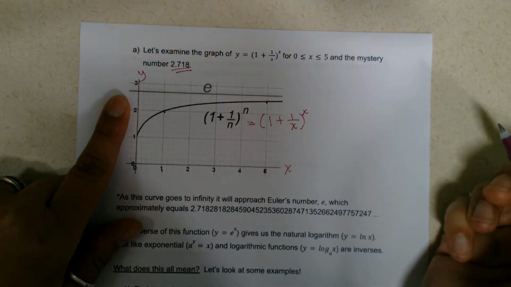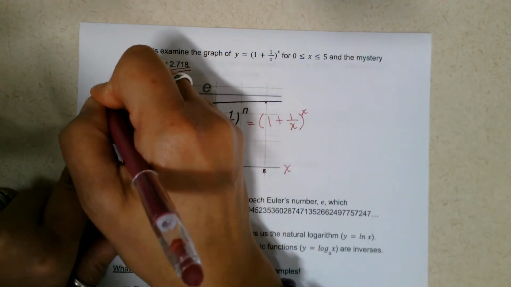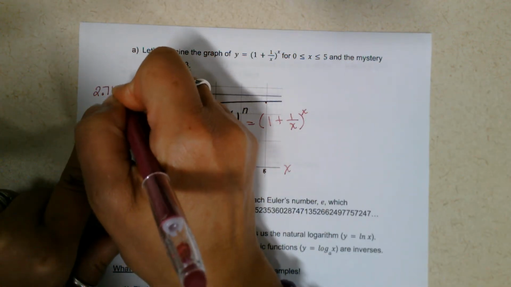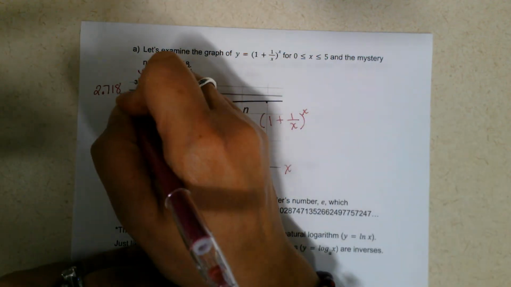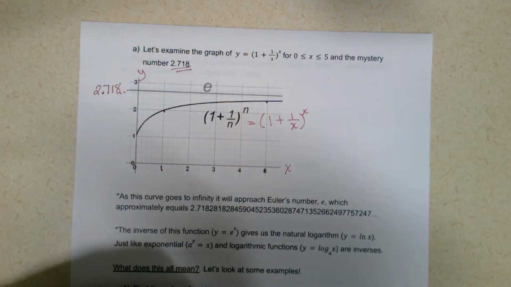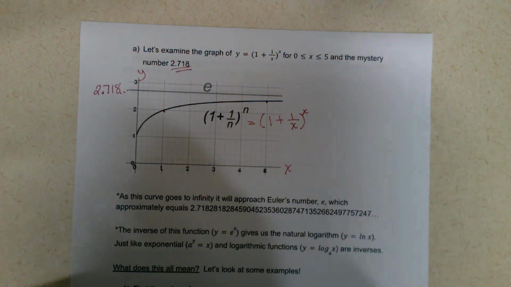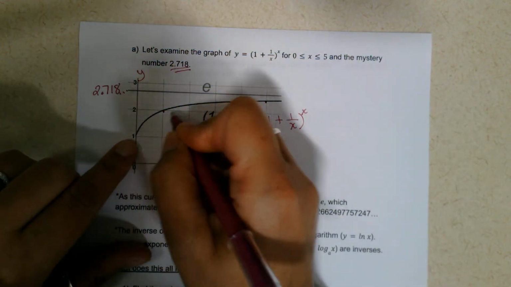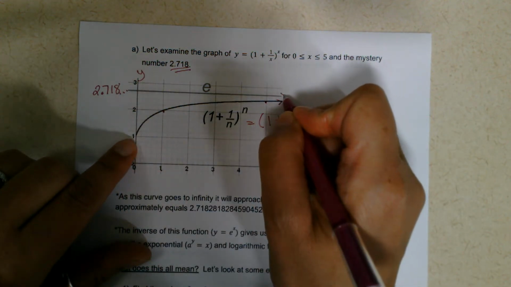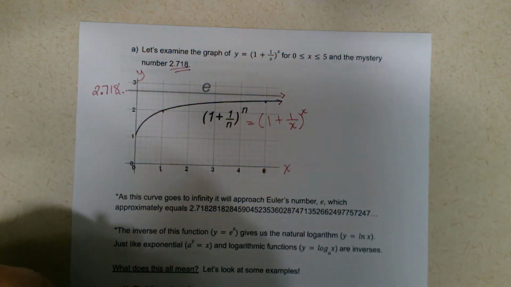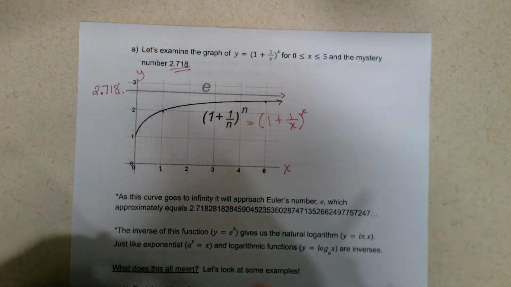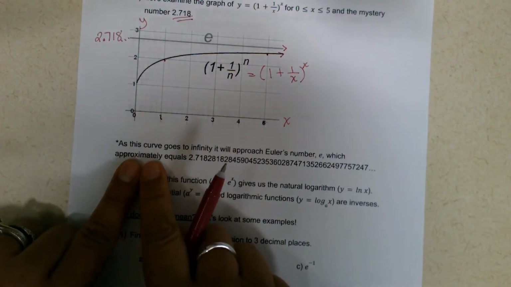I mean, we went as high as 100,000. This is the mystery number, 2.718. And however, that goes on and on. So that doesn't stop. That's just the rounded value. So what's happening is this curve is going to get as close as possible to the number 2.718, but it's never going to go past it. So that's what I've said with this note down here.